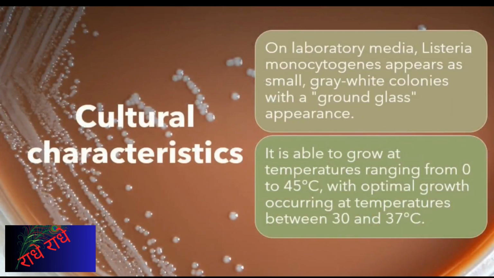Listeria monocytogenes, with a ground glass appearance when grown between 30 and 37 degrees Celsius, has a wide temperature range for growth, from 0 to 45 degrees Celsius, making it difficult to contain. Identifying and controlling it is essential to avoiding foodborne outbreaks.